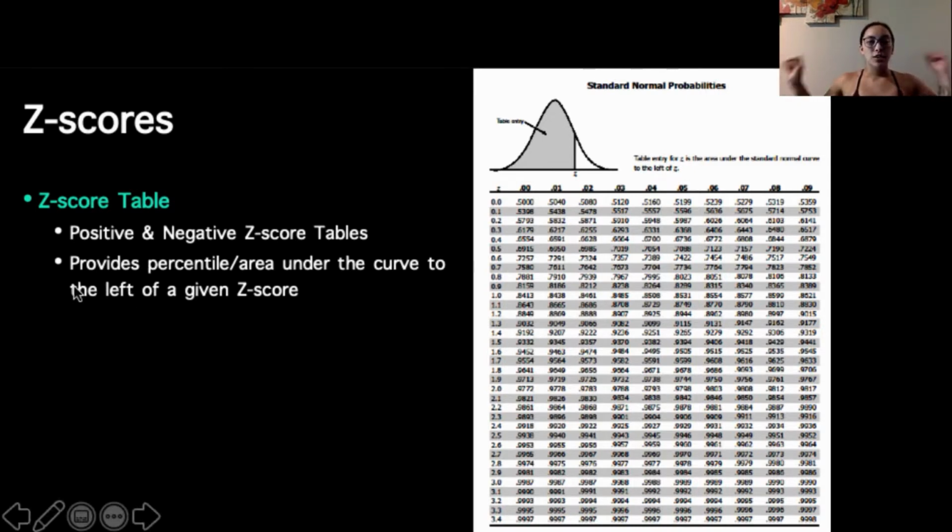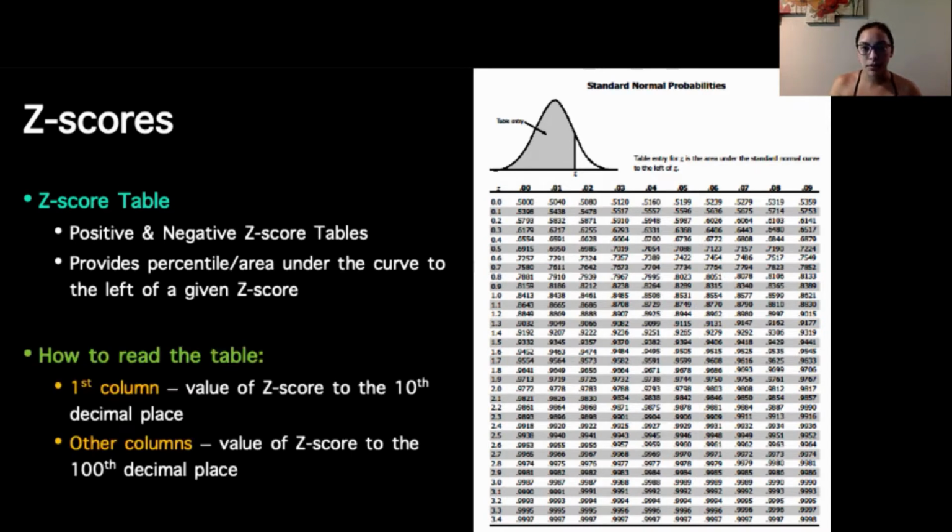But just to reiterate, because this is the concept that everyone always forgets, the z-scores give you the percentile under the curve to the left of the z-score. Right? That area under the curve, again, represents the probability that you have randomly selected a value at or below your raw score of interest. So, how do we read the table? When you get a z-score, you're usually going to calculate it up to 2 decimal places.